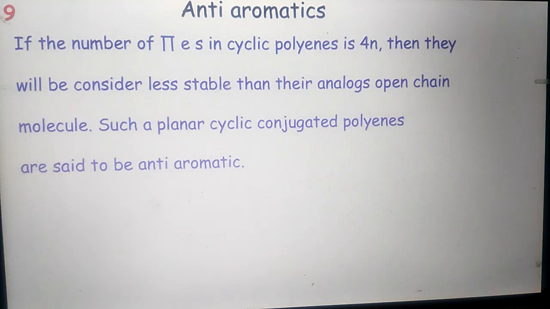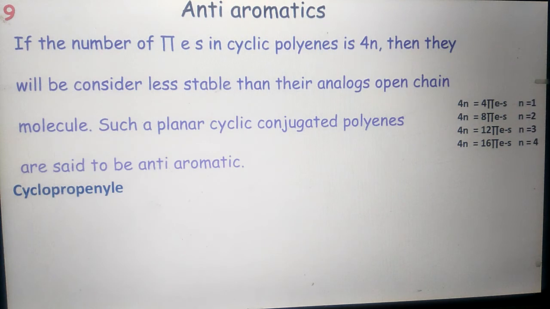Antiaromatic: if the number of pi electrons in a cyclic polyene is 4n, then it will be considered less stable than its open chain analog. Such planar cyclic conjugated polyenes are said to be antiaromatic. 4n means if n is equal to 1, then 4n is equal to 4 pi electrons. If n is equal to 2, then 4n will be equal to 8 pi electrons.